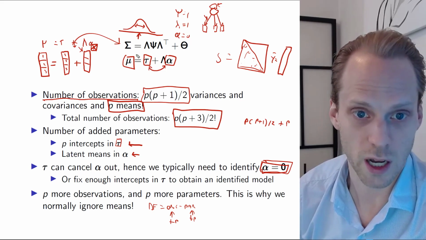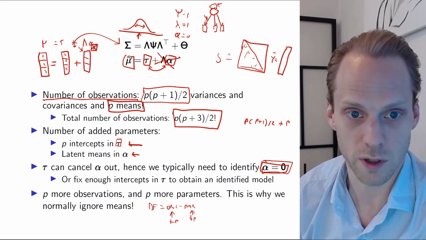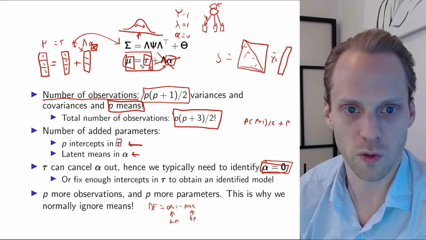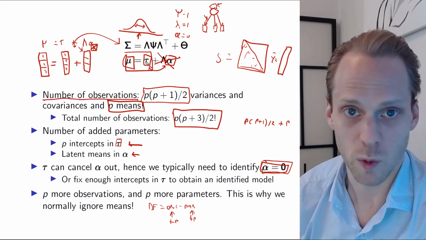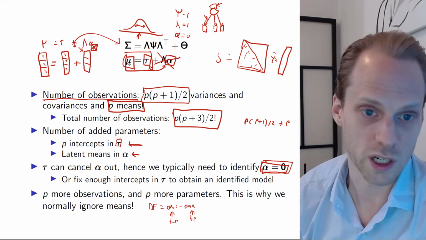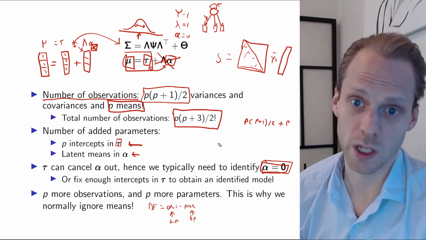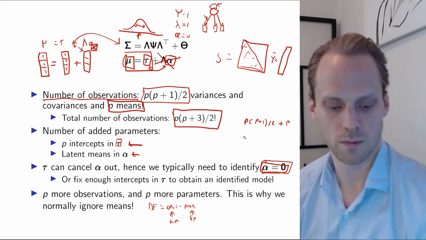Turns out that this tau will then, so this is 0, right? So this is gone. So we just have mu equals tau. Well, we can already set that before. So then tau is sample means, and then mu will exactly equal the sample means. And then we're done. So that's why we can ignore the mean structure normally. Okay.